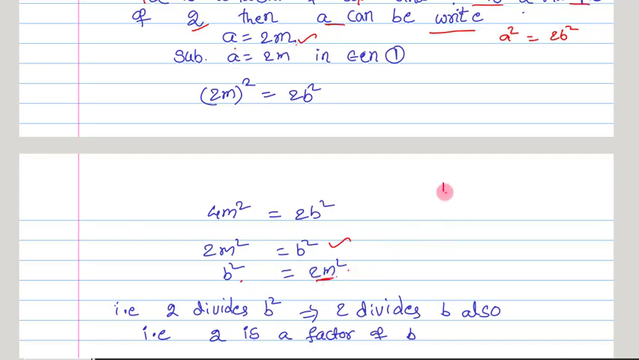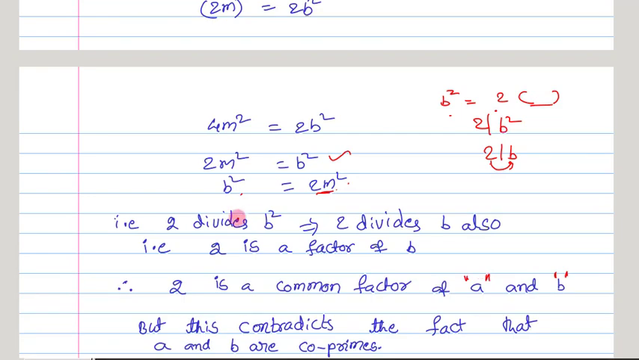Again, if you observe this, b square is written as 2 into something. That means b square is a multiple of 2, which means 2 divides b square. If 2 divides b square, 2 divides b also. If 2 divides b, then 2 is a factor of b. That's what I wrote here. 2 divides b square, then 2 divides b also. That means 2 is a factor of b.